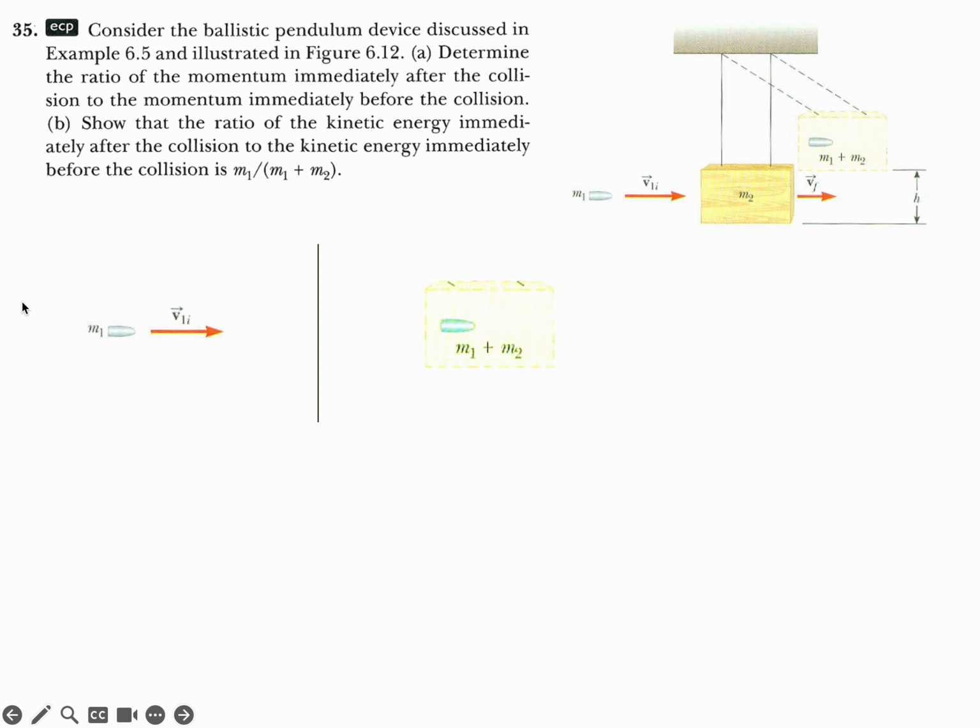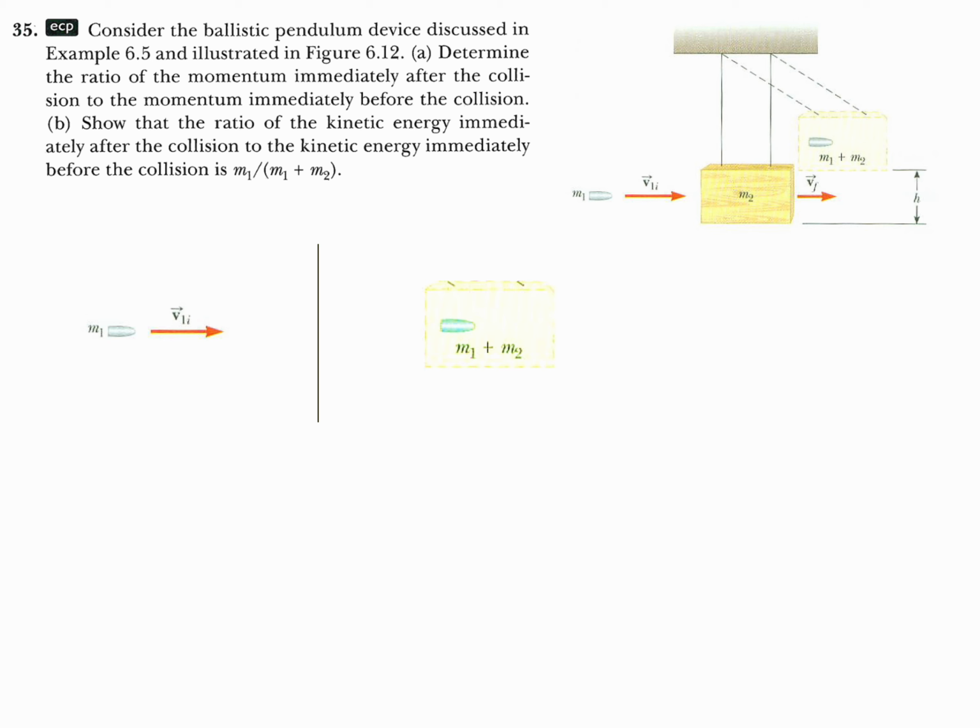So number 35 is an interesting one. Consider the ballistic pendulum discussed in example 6.5 and illustrated in figure 6.12. Determine the ratio of the momentum before and after the collision to the momentum immediately before the collision. Show that the ratio of the kinetic energy immediately after the collision to the kinetic energy immediately before is given by m1 over m1 plus m2.